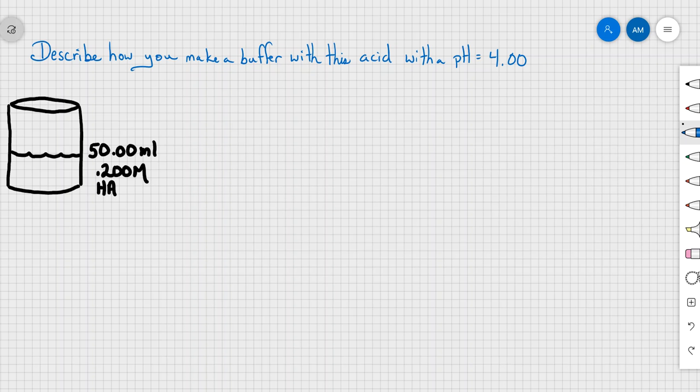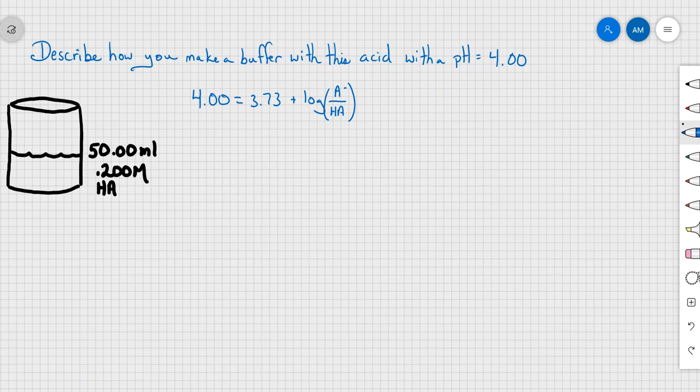This video is about number 6 on the quiz. What we have to do is find how to make a buffer with this acid with a pH of 4.0. If you look at Henderson-Hasselbalch, basically what you're doing is 4.00 equals 3.73, which is the pKa of the acid, plus the log of A minus over HA. Okay, so that's what we're trying to find.